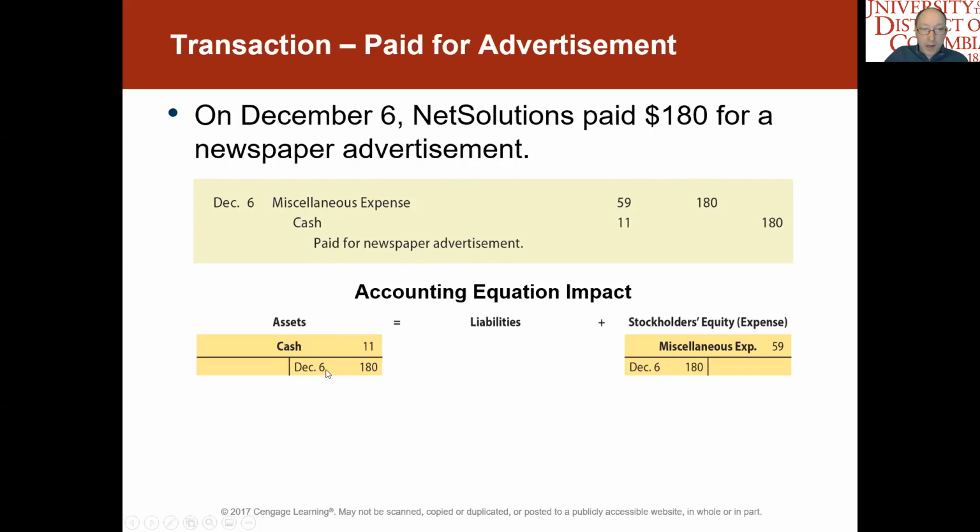We credit our cash, reduce our asset, $180. We increase our equity, miscellaneous expense, $180. The accounting equation is still in balance.